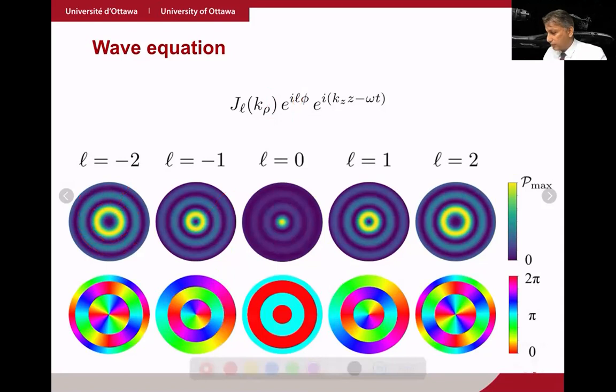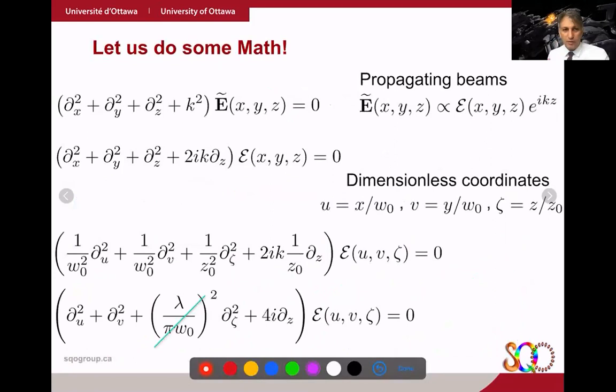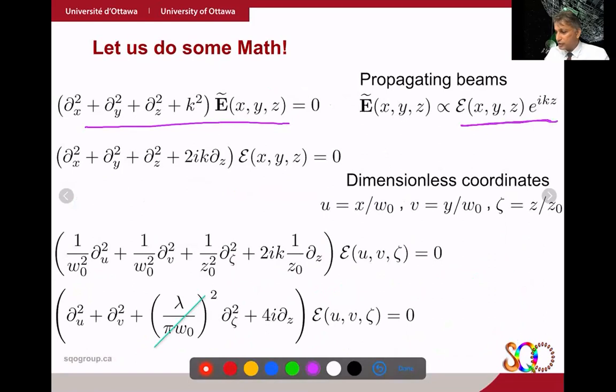However, in the laboratory, we are not dealing with the wave equation. What we are dealing with is what we call the paraxial wave equation. So this is the wave equation that we just discussed, and we assume that our beam is propagating along a specific direction Z, but is still varying in Z. If you substitute that, you will get this equation. I'm sure that you have done that.